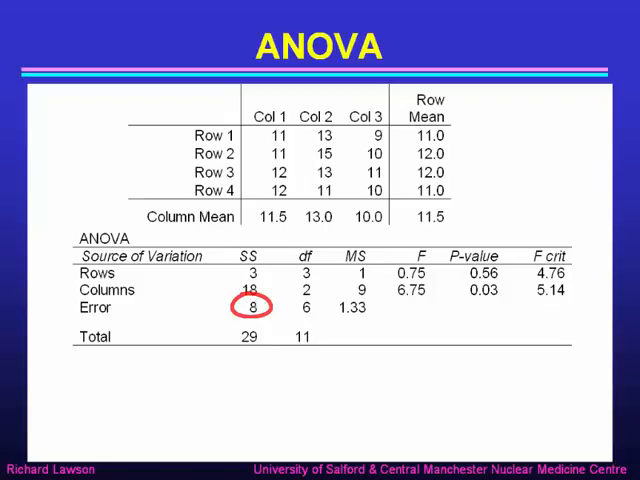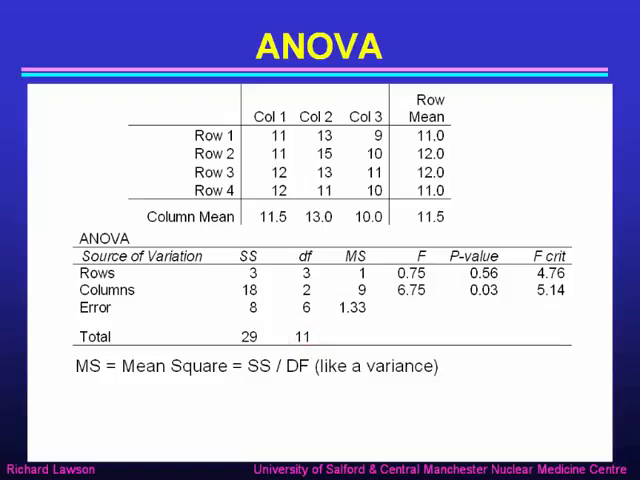The total we've already calculated was 29, and that should be equal to the sum of the ones above it. 3 plus 18 plus 8 is 29. The total degrees of freedom is the number of rows times the number of columns. 3 times 4 is 12 minus 1, which is 11, and that should be equal to the sum of the degrees of freedom above it. 3 plus 2 plus 6.